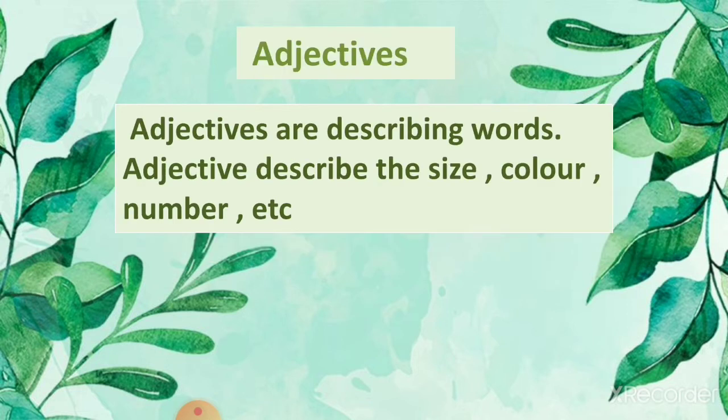First of all, let us recall what adjectives are. Adjectives are describing words. Adjectives describe the size, color, number, etc. Right? So adjectives are words that describe a noun or a pronoun. For example, the fat baby crawled on the floor. So here fat is my adjective.